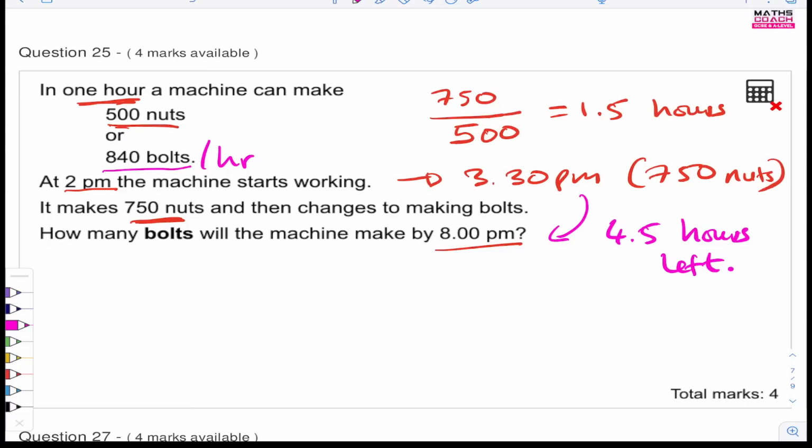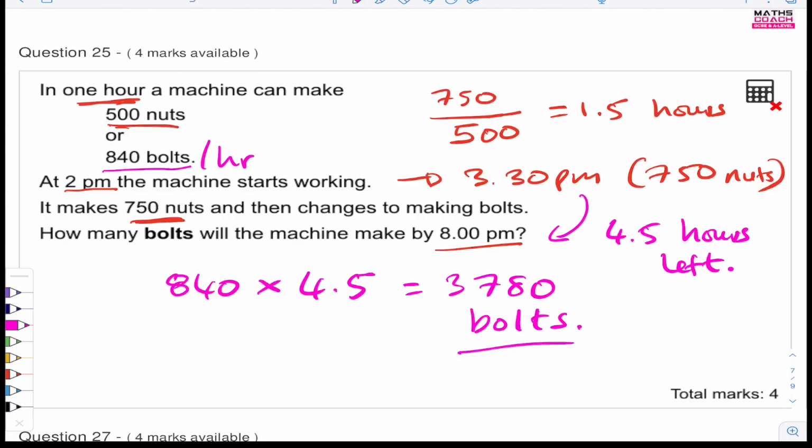All right. So how do we work out how many bolts it can make? Well, that's simple. We're going to do 840 times by 4.5. So 840 times by 4.5, that gives us 3,780. So that's how many bolts it can make.